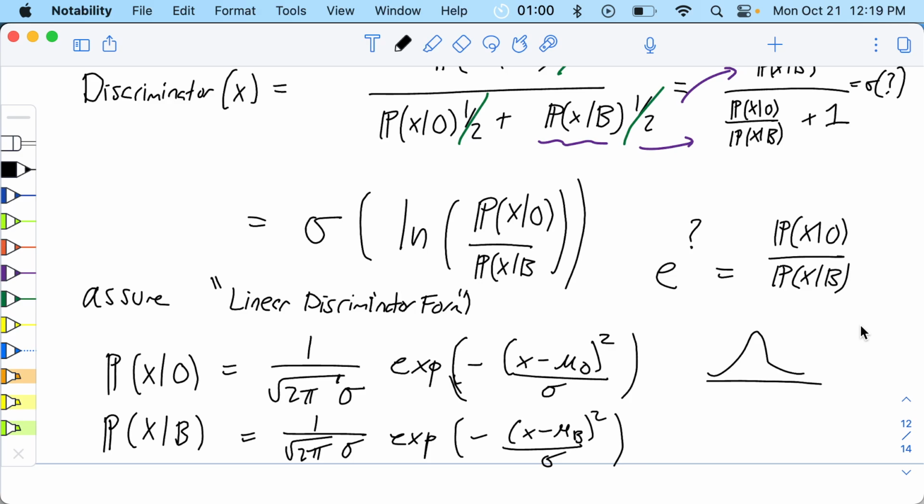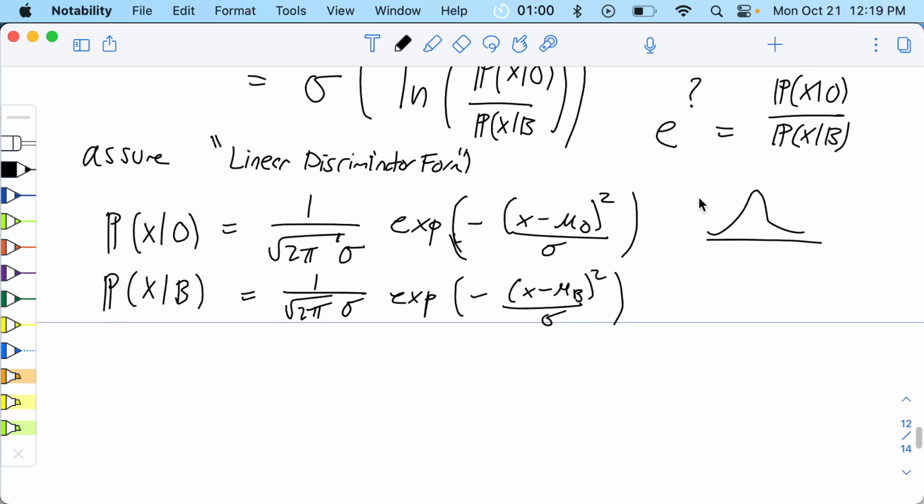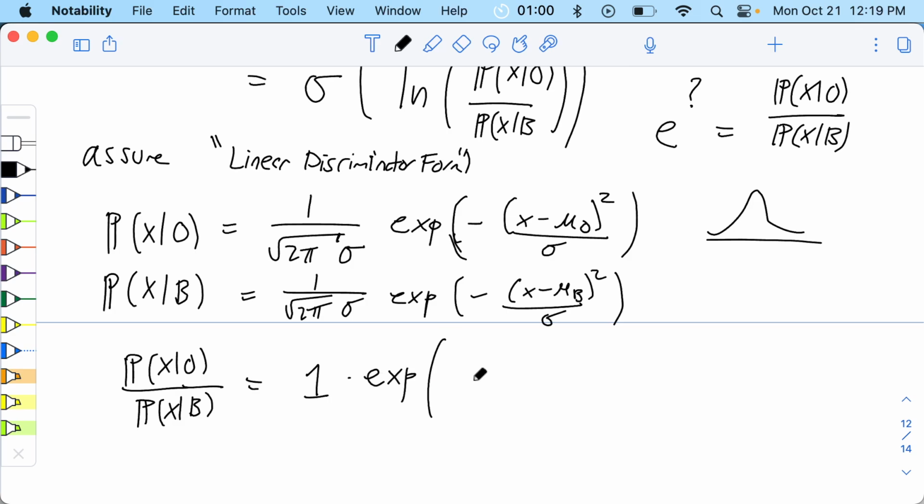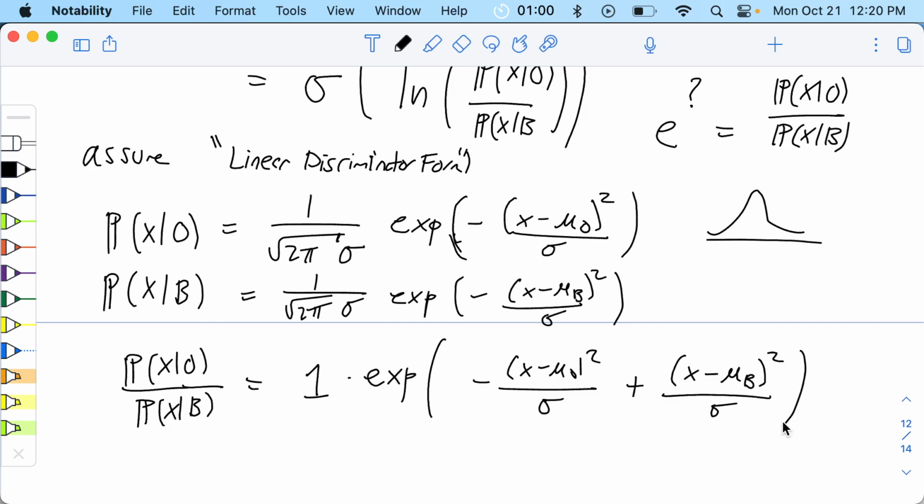What happens if we divide them and take the log? Well, when you divide them, something nice happens. So the first nice thing that happens is they have the same factor in front. So this stupid 1 over square root of 2 pi sigma, that goes away. They are canceled out. When you divide two things with exponentials, you are doing the difference inside the exponential. So this is now the exponential of minus x minus mu O squared over sigma, and then you do minus minus plus x minus mu B squared over sigma. So when you divide by this, you're subtracting whatever is in the exponential.